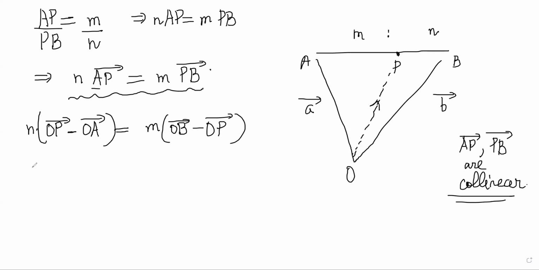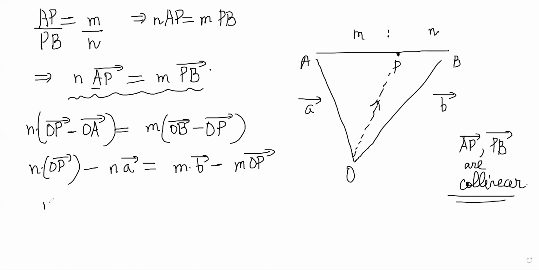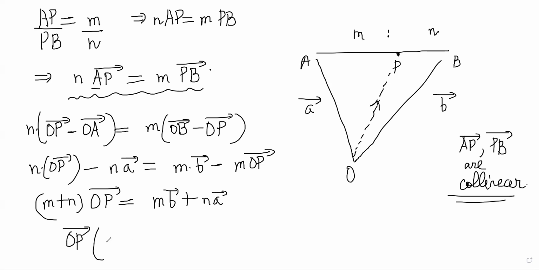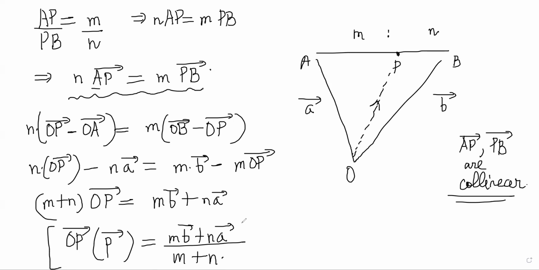So from here we can write n times OP vector minus NA vector is equal to m times B vector minus MB OP vector. And now we can easily solve and say m plus n OP vector is equal to MB plus NA. And therefore OP vector or P vector for us is MB plus NA by m plus n. So the same logic of section formula also works in vectors.